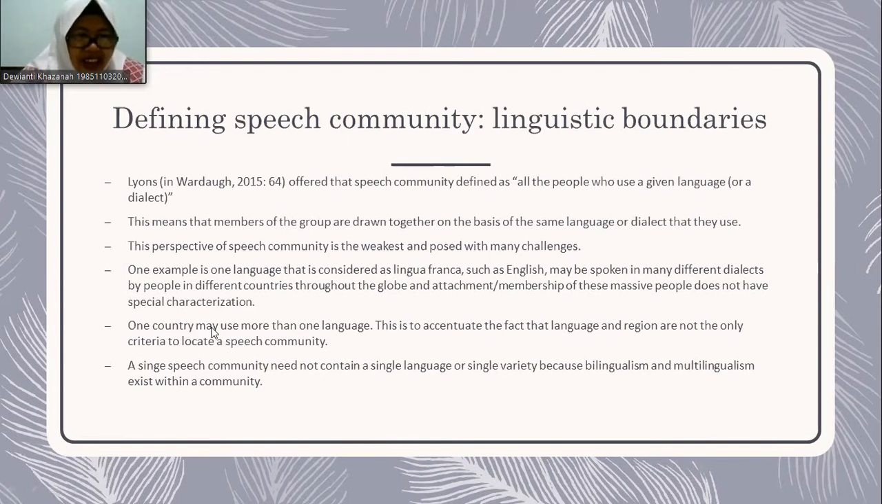So, ya, so that is why the first definition, the first perspective cannot stand alone. Okay?